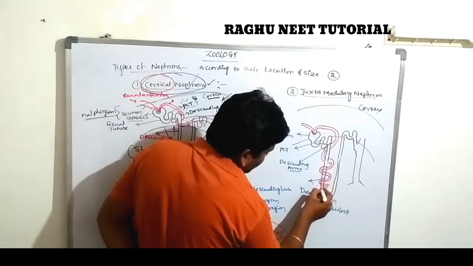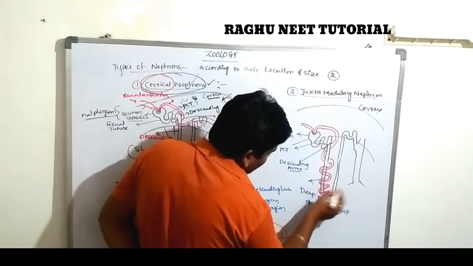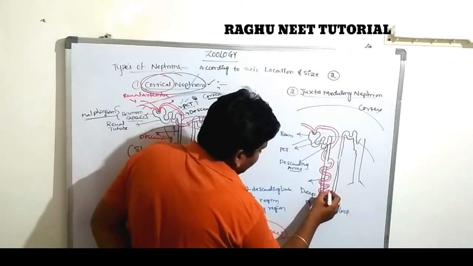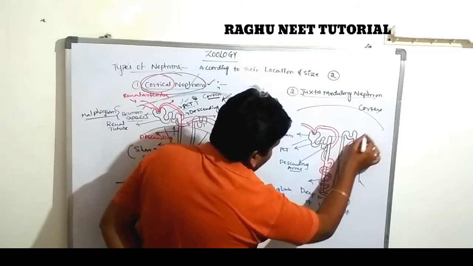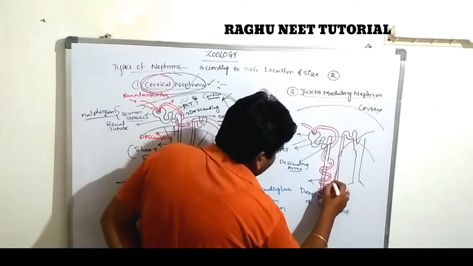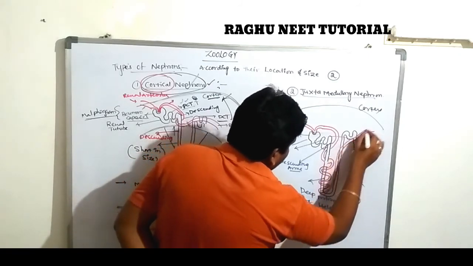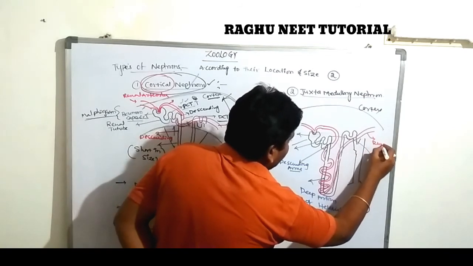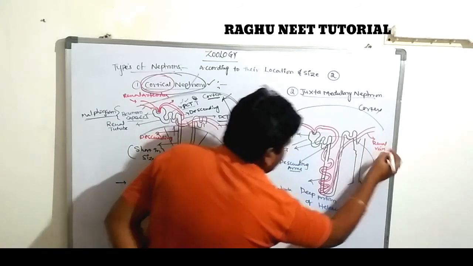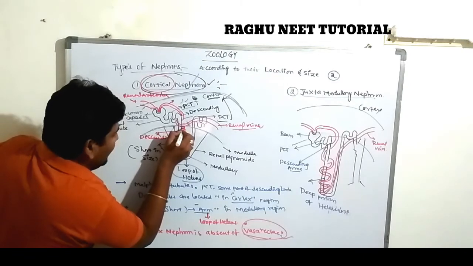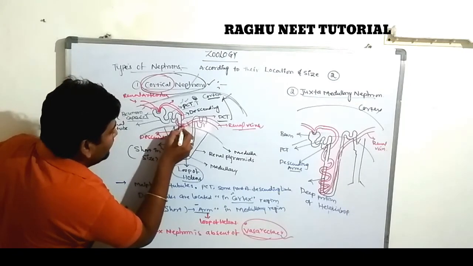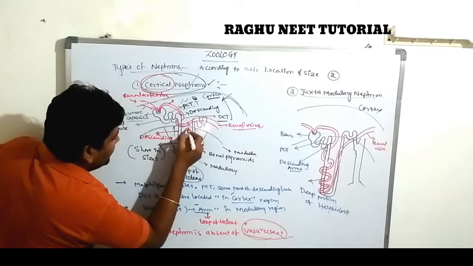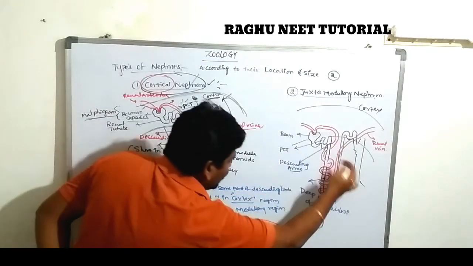Again the descending arm goes into the deeper region, which is the loop of Henle. Finally it comes out through the renal vein. Compared with this one, cortical nephrons have only one loop and lie above the medulla.